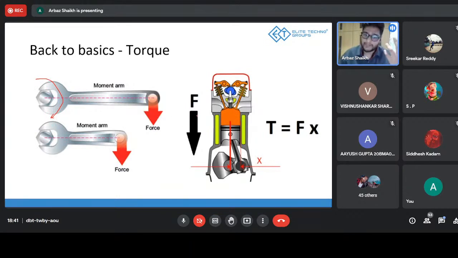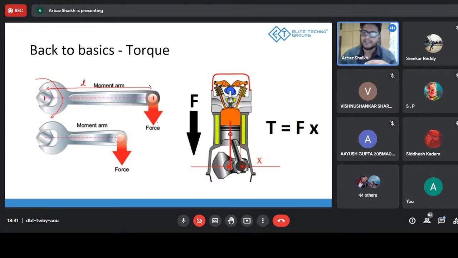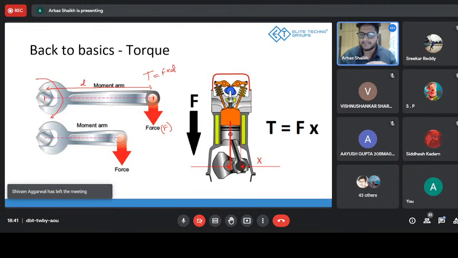Now, how do we define torque? It's the product of the force which has been applied, multiplied by the distance between the center of rotation and the point of application of force. So this force, let's call it F, multiplied by this distance, let's call it D. My torque will be force multiplied by distance. By definition, it's the product of force and distance. So every time someone says there's a torque, there are always two things: a force and a distance.